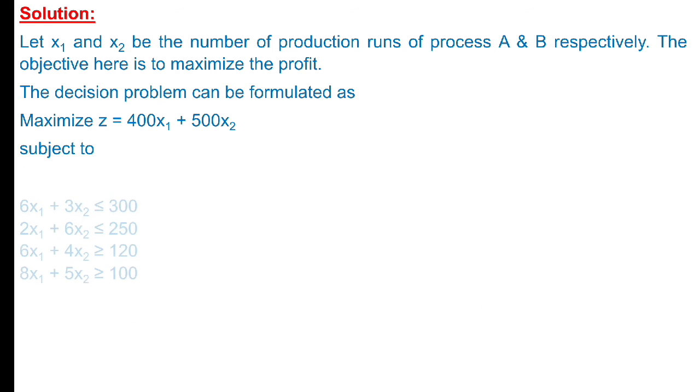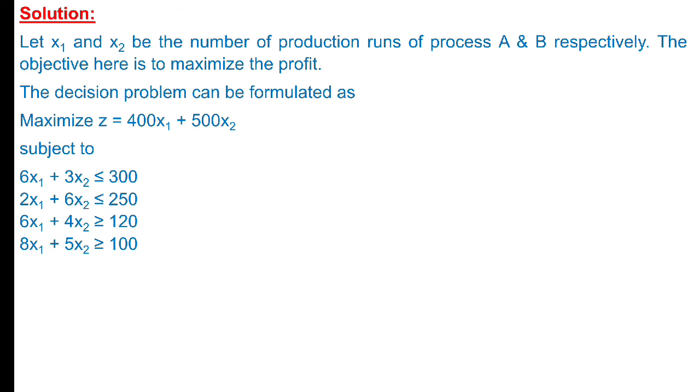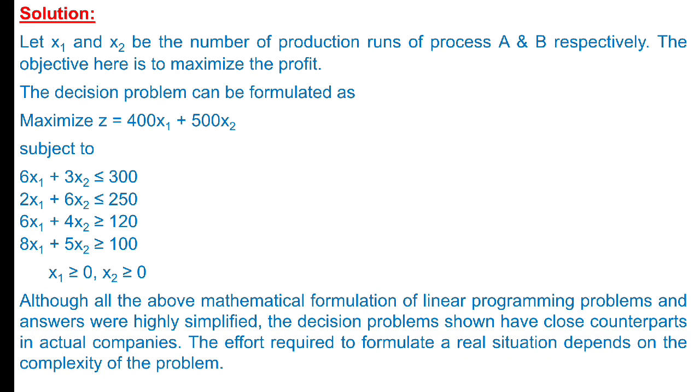Then subject to, 6x1, for each product A and B we have taken. So we use 6x1 plus 3x2 less than or equal to 300, 2x1 plus 6x2 less than or equal to 250. Their output will be greater than or equal to what is used: 6x1 plus 4x2 greater than or equal to 120, 8x1 plus 5x2 greater than or equal to 100. So in this way we need to make it. The conditions should be applied and then followed.